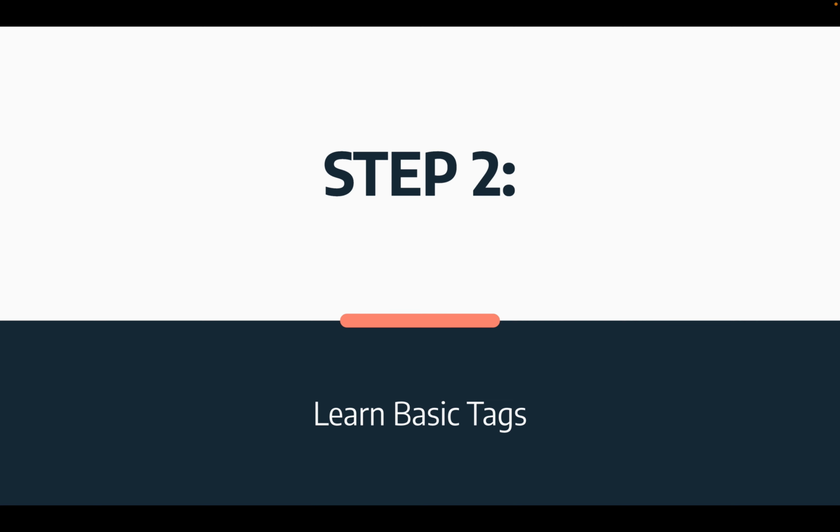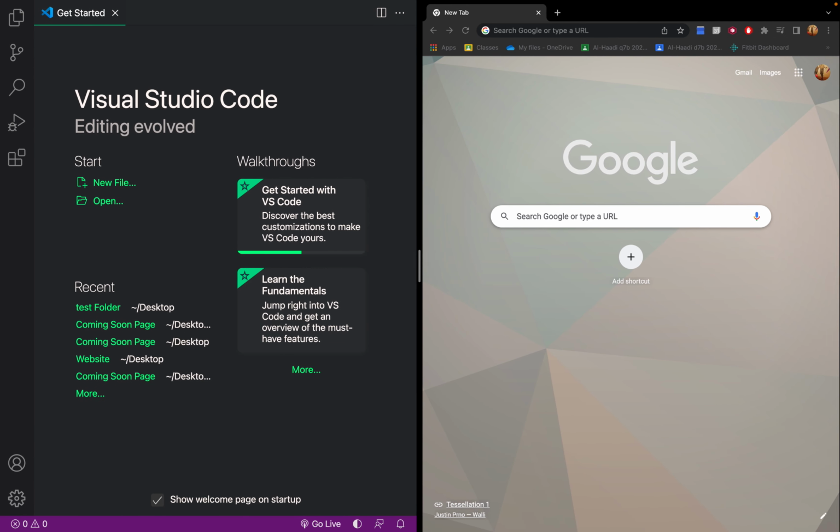So the second step is to learn the basic tags. Actually, in the next episode, I'm going to be going over all of the tags that you do need to know to create a website. But in this video, I'm going to be getting you familiar with how to create folders, how to write code, and how to use extensions that we installed in the last part. So we will already have our code editor, and I've split screened it with a Chrome browser, or you can use any browser for that matter.